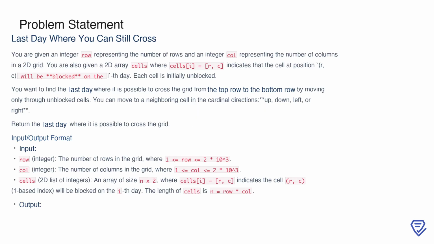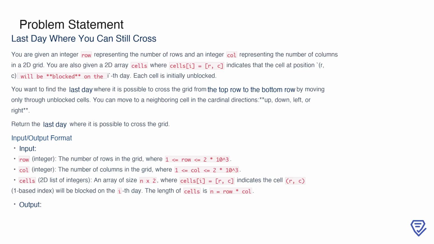In this problem, we are dealing with a 2D grid that has rows and columns. Initially, all cells in this grid are unblocked, meaning you can move freely through them. We are given an array cells where each element cells[i] equals [r, c] tells us that the cell at position (r, c) becomes blocked on the ith day. The goal is to determine the last day when it is still possible to cross the grid from the top row to the bottom row.